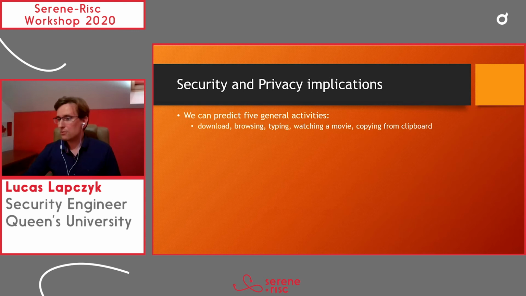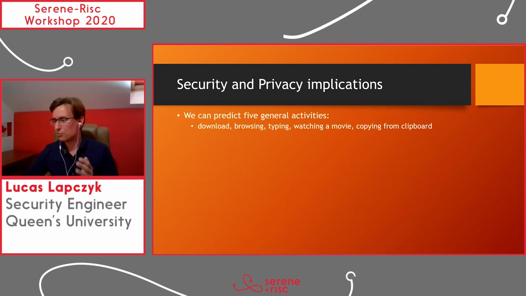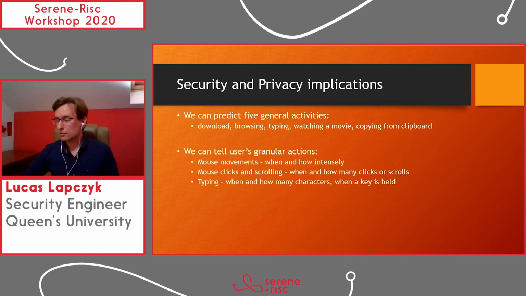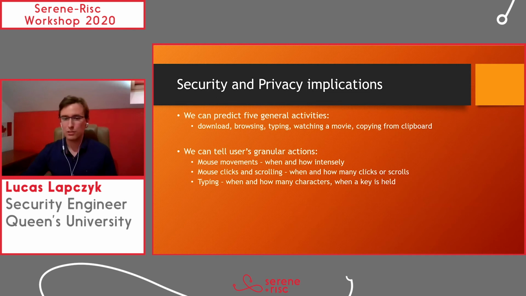So let's summarize what we found, the security and privacy implications. We can predict 5 general behaviors. As I said, download, browsing, typing, watching a movie, copying from a clipboard. We can tell users' granular actions, so mouse movements, mouse clicks, scrolling, typing on a keyboard, and we can go as far as telling when the user is moving their mouse, how intensely, how many clicks or scrolls are performed, how many characters the user has typed on their keyboard, and when a key is held.